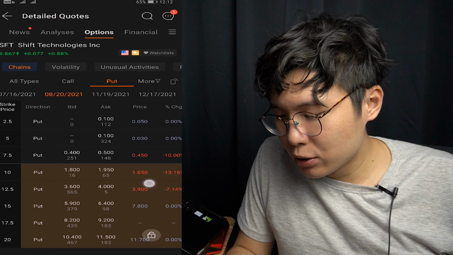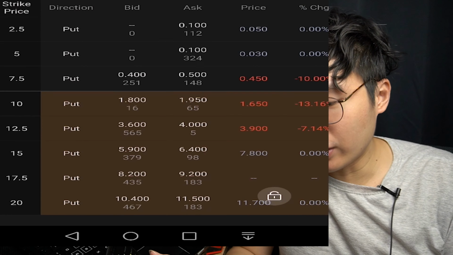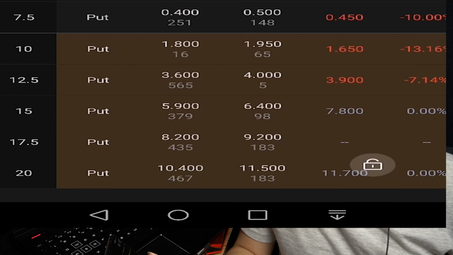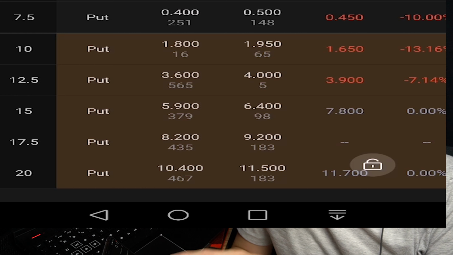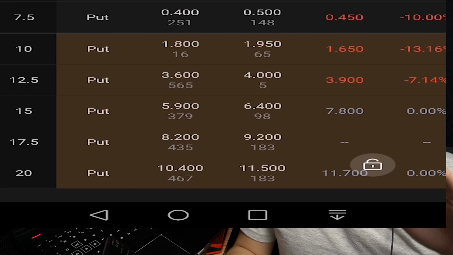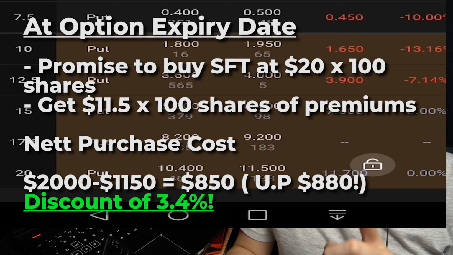to own the stock, let's look at the highest strike price that you can get, which is $20. So if you were to sell an option with a strike price of $20, which means you promise that by 20th of August, you will buy Shift for $20 per share, but bear in mind, the person has to pay you $11.50 in cash upfront as insurance premium.